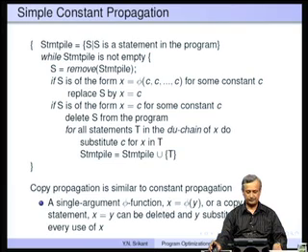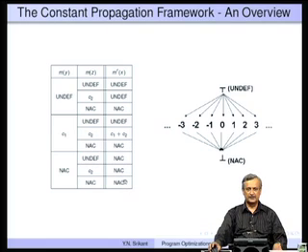If there is a single argument function x equal to phi y or a copy statement x equal to y, these can be deleted. We can substitute y for every use of x. This is possible because every use is reached by exactly one definition in the SSA form. The conditional constant propagation is special.